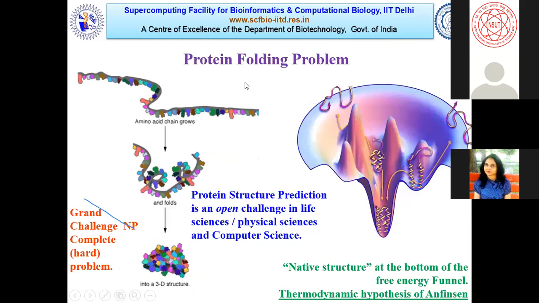And additionally, what else do we know? Anfinsen said that this protein folds and folds and folds, and eventually from a sequence it settles at the bottom of this well. This is a free energy well, so it is characterized by the minimum free energy, right? So this is a grand challenge problem in life sciences, in physical sciences, and computer science. Now, why computer science? Well, this is a multi-dimensional parameter problem, and you're saying optimize, and you have a cost function. In this case, it's a free energy function. So you're optimizing the cost.